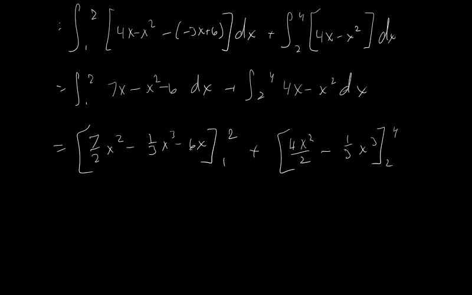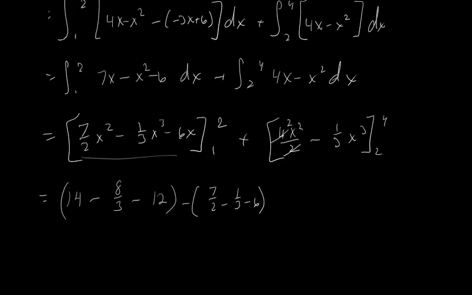Okay, so we have 7 halves x squared minus 1/3 x cubed minus 6x evaluated from 1 to 2, then 4x squared over 2 minus 1/3 x cubed evaluated from 2 to 4. So let's go ahead and plug these in. I can do a little bit of simplification here, so that'll be 2x squared there. All right, so plugging in a 2 into this first batch, we get 7 times 4 over 2 is going to be 14, minus 2 cubed is 8, so that's 8/3, minus 2 times 6 is 12. Okay. Minus, now we plug in the 1. So 7 halves minus 1/3 minus 6.